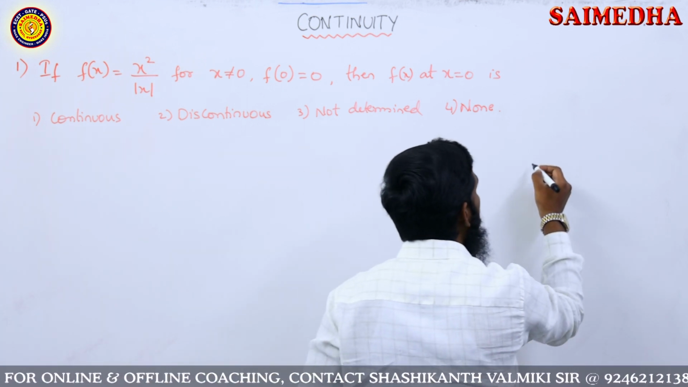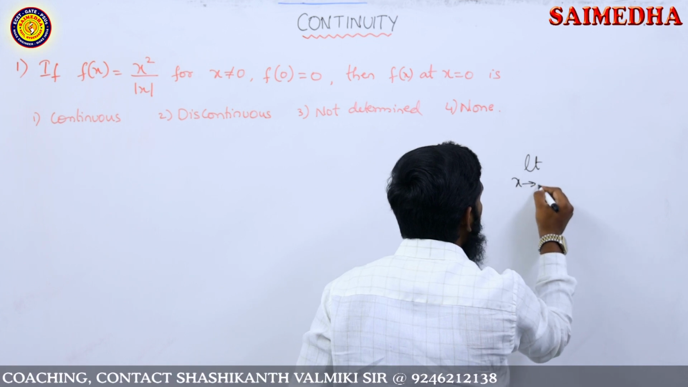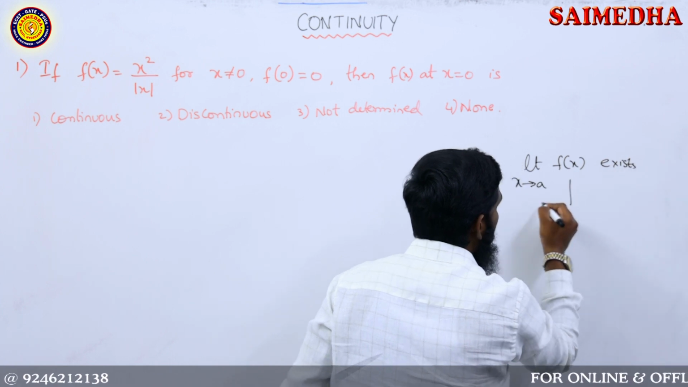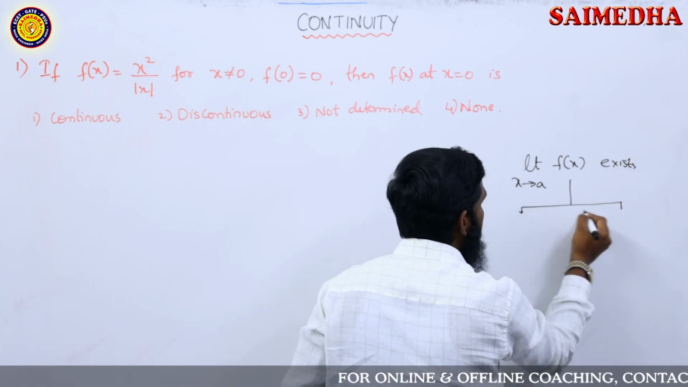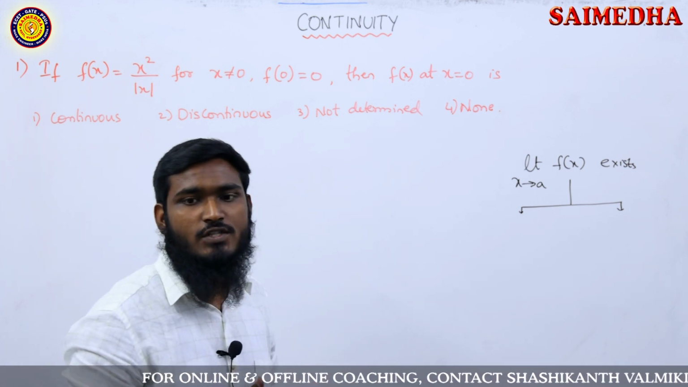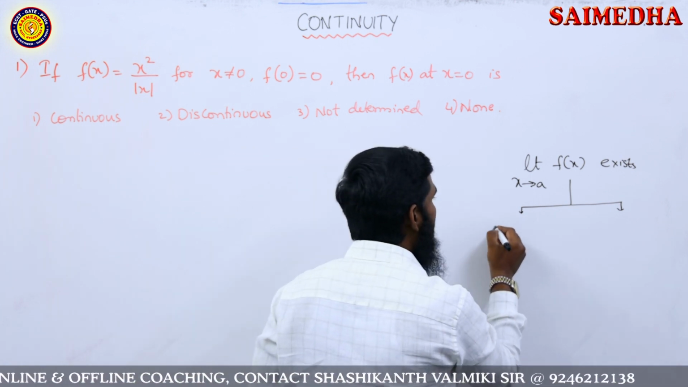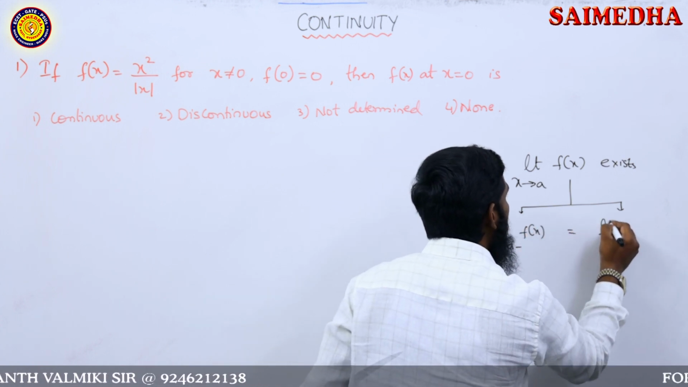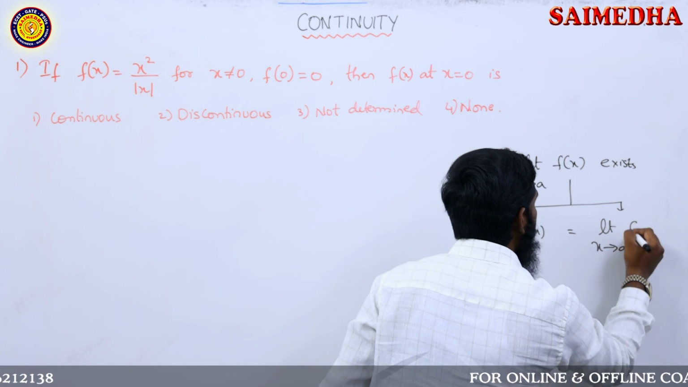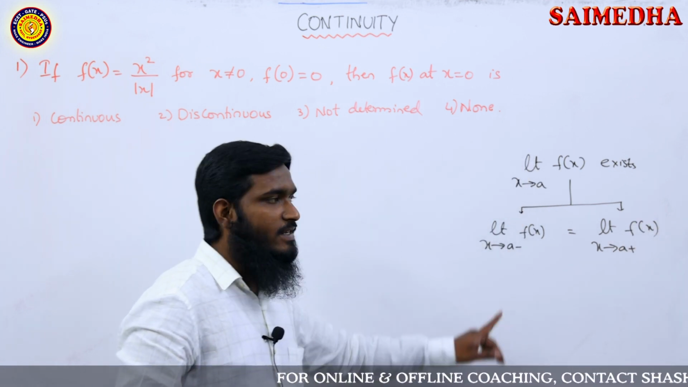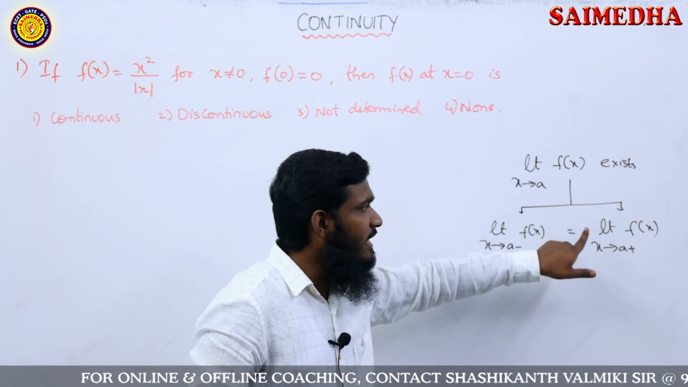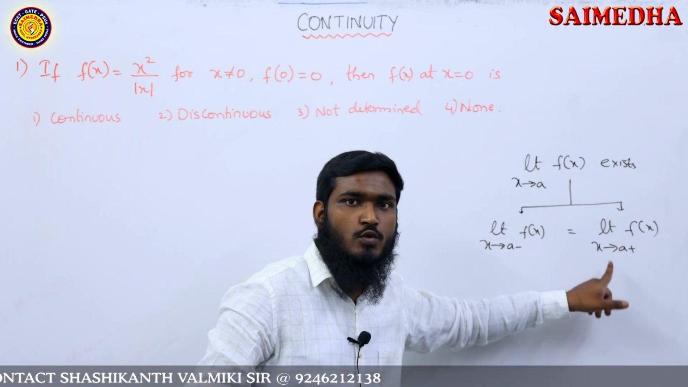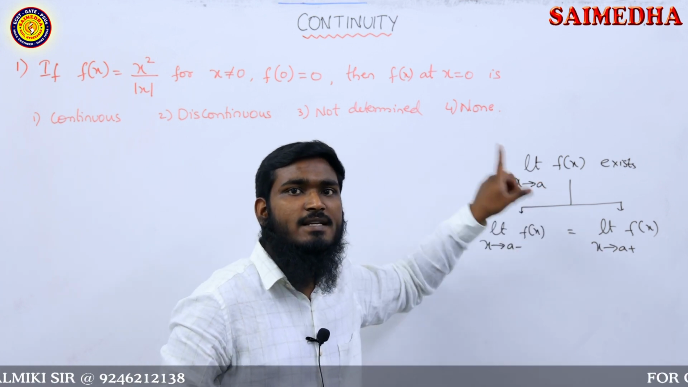What is the condition of limit? Limit x tends to a, f of x is existing. When is it existing? We have already discussed in the limits topic: when LHL value equals RHL value. LHL means we can write limit x tends to a minus f of x, which equals limit x tends to a plus f of x. Understood this point? Limit x tends to a minus f of x value should be equal to limit x tends to a plus f of x value. When LHL value equals RHL value, then only the limit is existing.